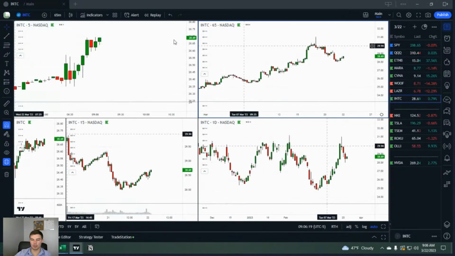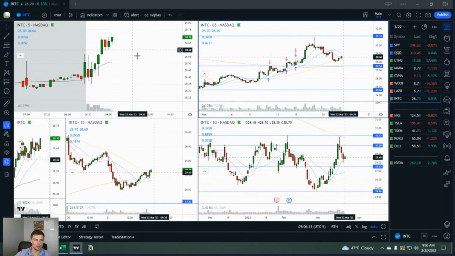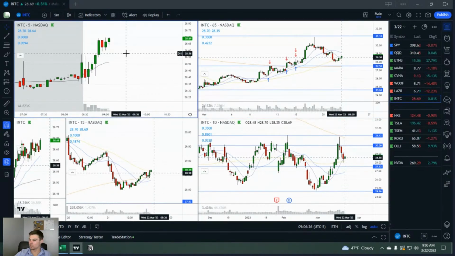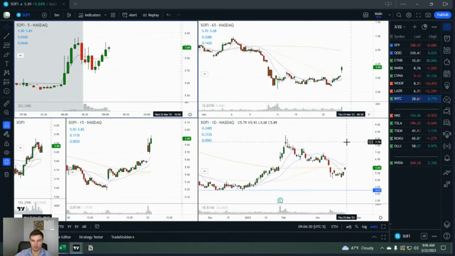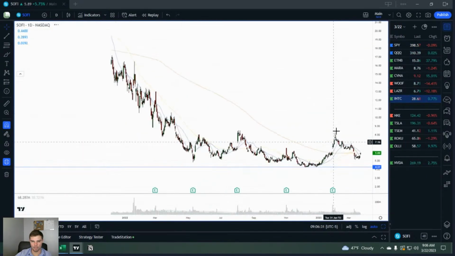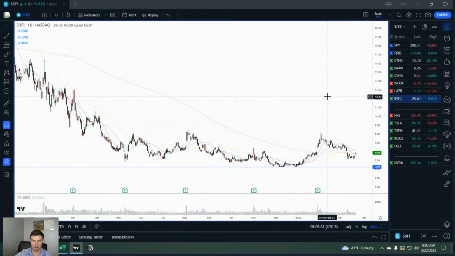Because Intel doesn't look too bad. Needs some more rest. I don't want to see it go right here. SoFi for day trade or swing trade. For swing trading purposes, this is not bad.